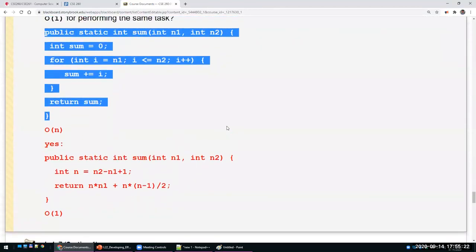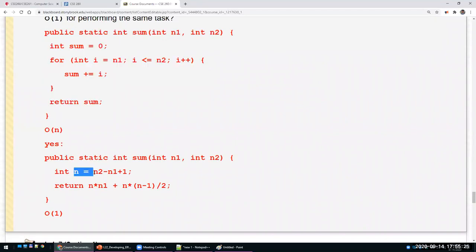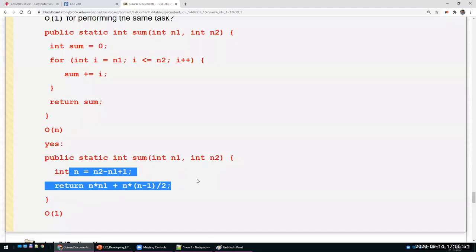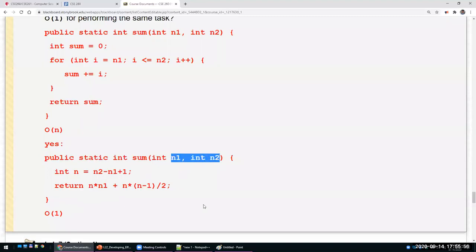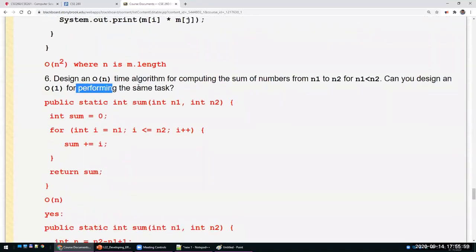But you can actually write it as a formula. So if n is n2 minus n1 plus 1, then you can directly return n multiplied by n1 plus n minus 1, divided by 2. And that will give you the sum of all the numbers between n1 and n2. And all of this was done in constant time because we didn't have to iterate at all. We computed a sum, products and a division, and this is done a constant number of times, no matter what n1 and n2 are. So we can write a constant time algorithm for performing the same task.